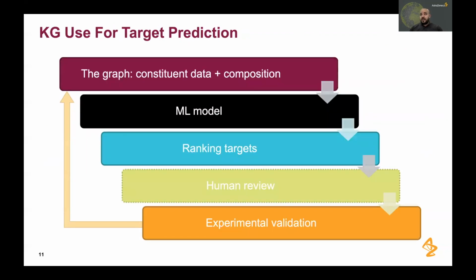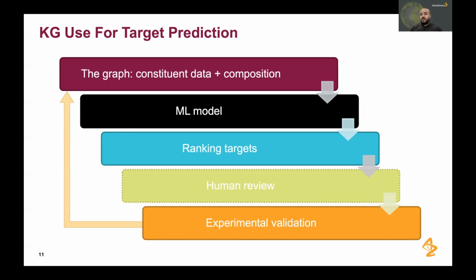In the context of target prediction, the use of knowledge graphs looks approximately like this. You start with your graph, and your graph, in loose terms, is the constituent data and how you compose them. This gets piped into a machine learning model, often a black box, which then spits out some predictions, ranked or otherwise. Now, this list of predictions may or may not be presented for human review, but then ultimately ends up in experimental validation. And in the best cases, your validation results are then put back into the graph, but we'll leave that aside for the time being.